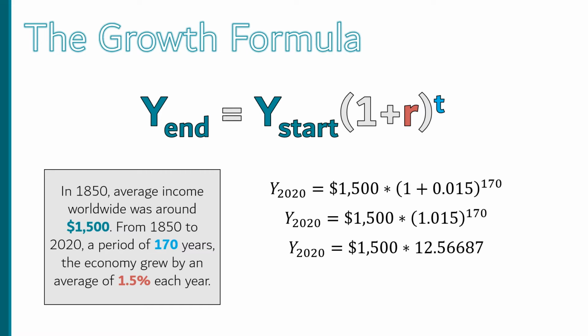With economic growth, even small differences in how many decimal places you include can make big differences in the result. In this case, when we multiply the result by 1,500, we get our average income for 2020, which is $18,850. This is a little bit higher than reality, but it gets close enough to see how this formula can be used to calculate the result of economic growth.